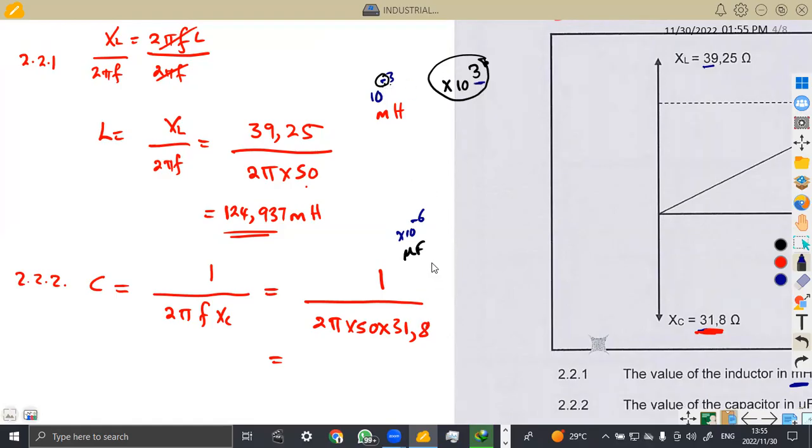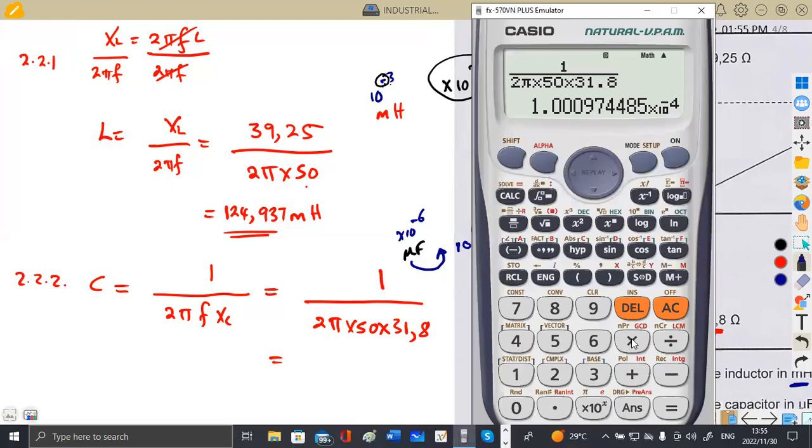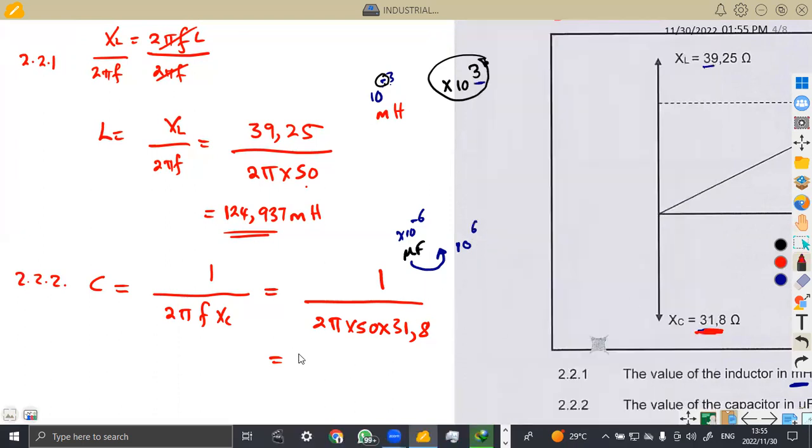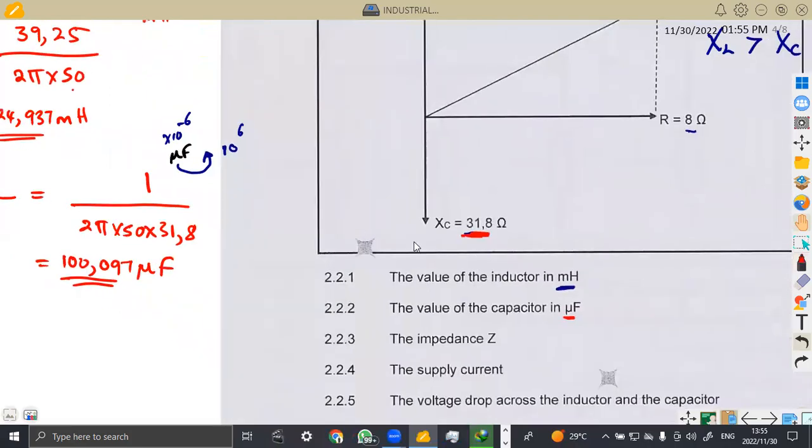So it's the same. For you to convert to microfarads, you just do the opposite. You multiply by 10 to the power of 6. Whatever you have here, if you multiply by 10 to the power of 6, your answer is going to be automatically in microfarads. So that is 100.097, which is now in microfarads. That is how you can easily convert to microfarads. Okay, so that was 2.22.